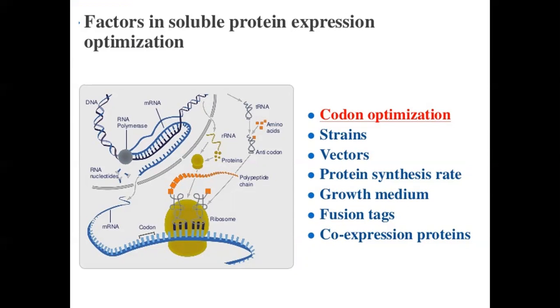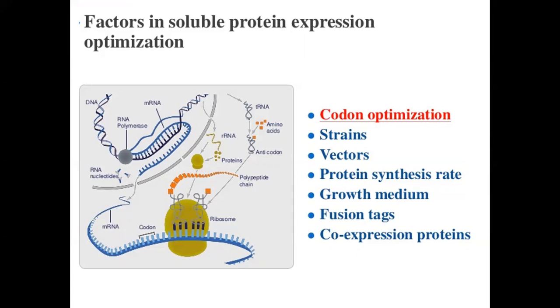for that vector, because an ideal vector is only expressed when we induce it. Otherwise, it should not be induced. It should not be autonomous. It should be a controllable vector. Because the vectors are a burden on the cell, unnecessarily we don't need to express those vectors. So by using a low amount of inducer, we can produce a low amount of the protein. The higher the inducer, the higher the expression.